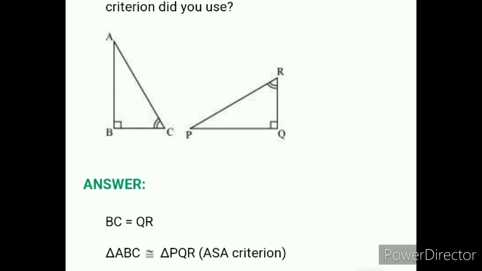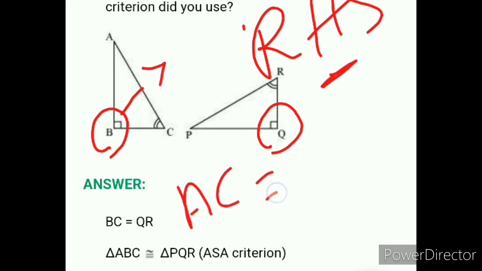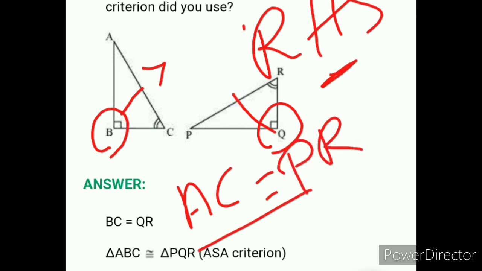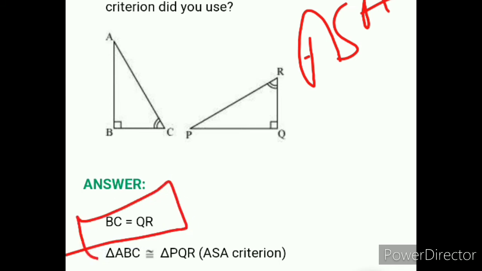Got it? Yes. RHS is possible: RHS means right angle, here one right angle, and here also one right angle. H means its opposite side, hypotenuse: AC is equal to its opposite side, that is PR. Right angle opposite side PR. Yes, two conditions. This is one condition, side, and we need another condition. But here they are asking only one additional part. So RHS is not possible. We will only apply the ASA criterion and give this part.